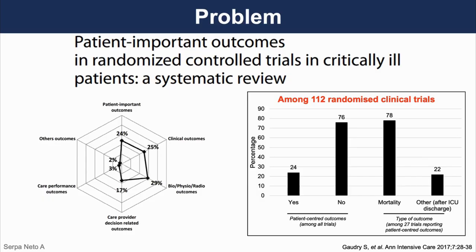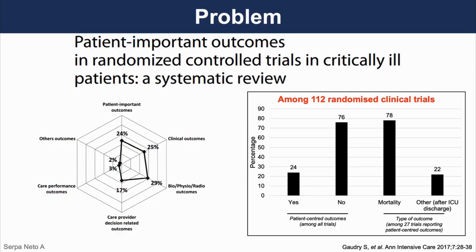So this is just one systematic review reporting that among more than 100 clinical trials in critical care, only 24% of these trials reported patient-centered outcomes. So this is already a problem. The majority of the trials reported outcomes that were not considered patient-centered, which is a big issue.